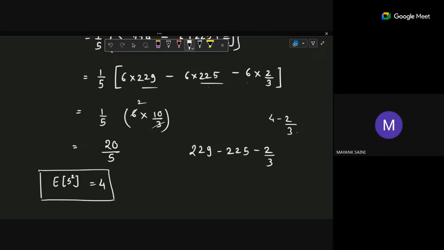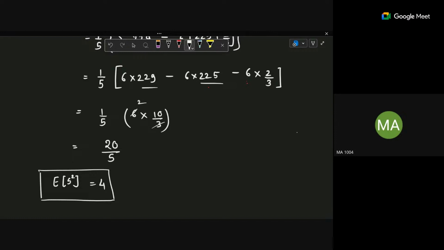Okay? E of s square is equal to sigma square by the proof. E of s square is equal to sigma square. Yeah, ma'am. Okay, and what is sigma square here? Okay, ma'am, I get it. So 4 only. Okay.